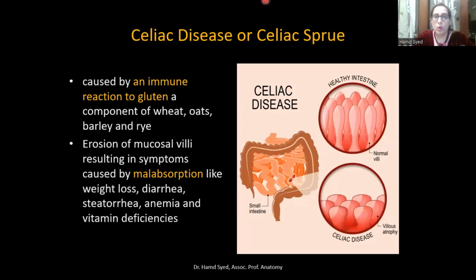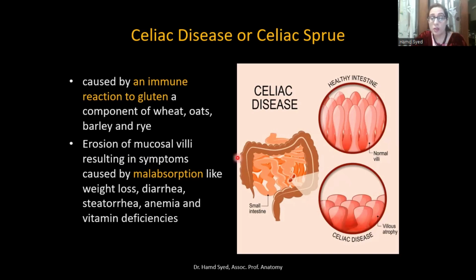Okay, so now we're going to talk about celiac disease, also known as celiac sprue. This is caused by an immune reaction to gluten. Gluten is a component of wheat, oats, barley, and rye. Now, what happens is that as a result of the immune reaction to gluten, there is erosion of the mucosal villi. And over here, you can see this is a healthy intestine which contains the microvilli. But in this case, because of the immune reaction to gluten, there's an atrophy or erosion of the villi.